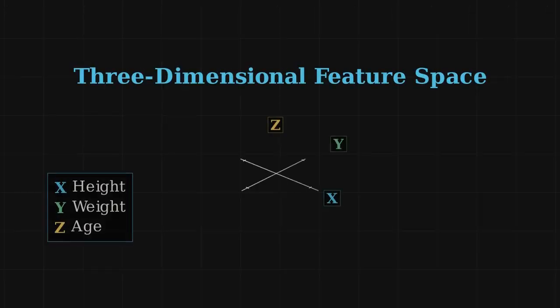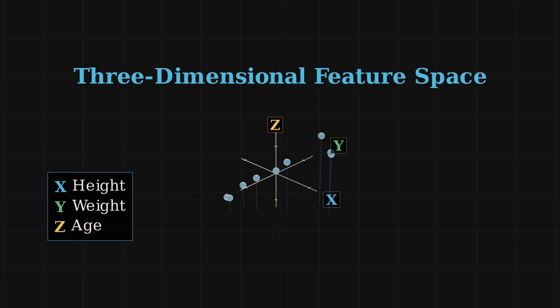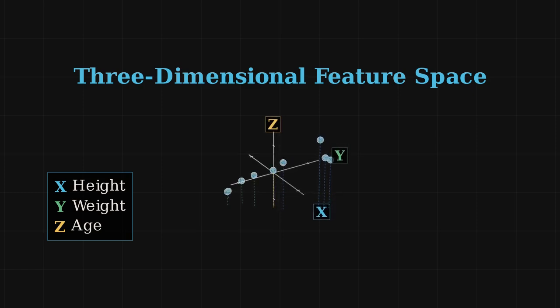Suppose we have a dataset with three features, height, weight, and age, representing a three-dimensional cloud of points. Visualizing or processing this 3D data directly can be computationally expensive and overwhelming. To analyze it effectively, we need a smart way to project this 3D cloud onto a flat 2D screen without losing the crucial relationships and patterns hidden within.